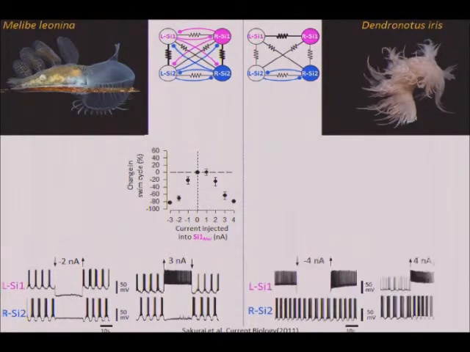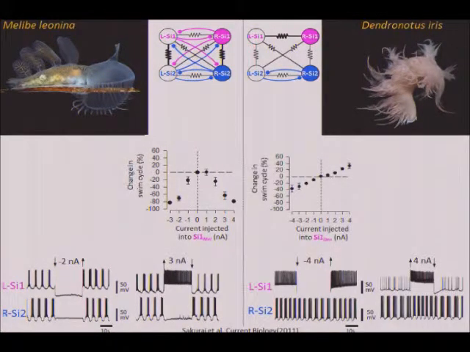In Dendronotus, if you hyperpolarize swim interneuron 1, you do affect the motor pattern. It slows down. And if you depolarize it, it speeds up. So instead of getting this inverted U-shaped curve, you get this monotonic curve where hyperpolarization slows it down and depolarization speeds it up. So the effects of current injection into these homologous neurons has different effects on the motor pattern.